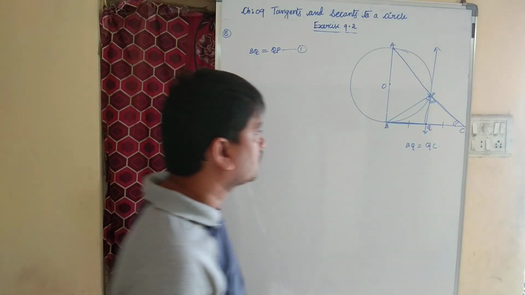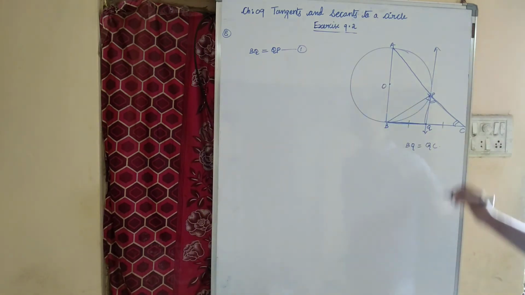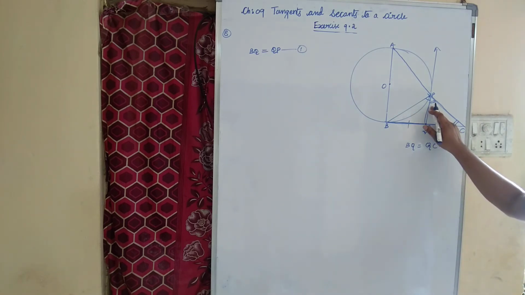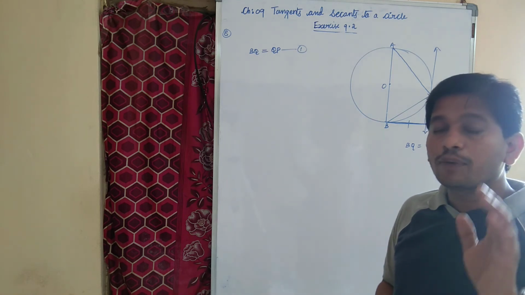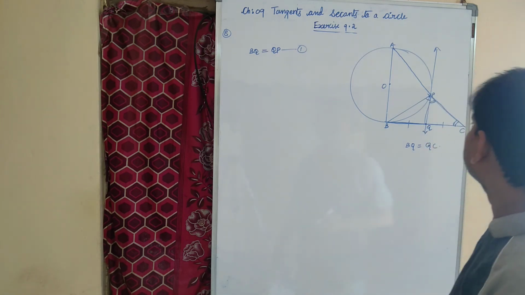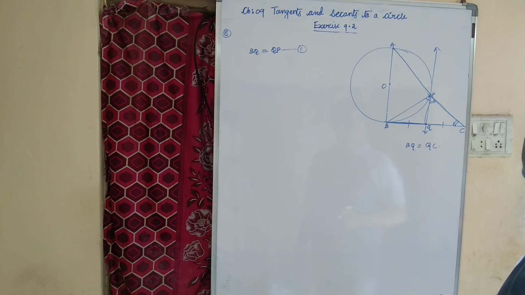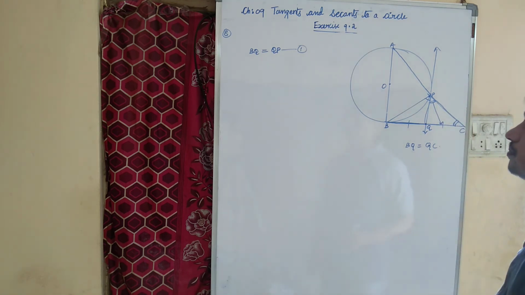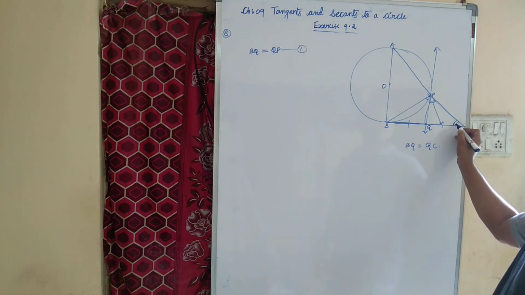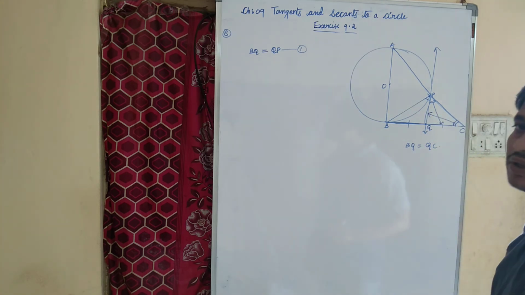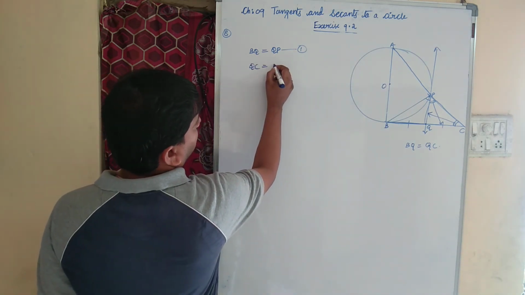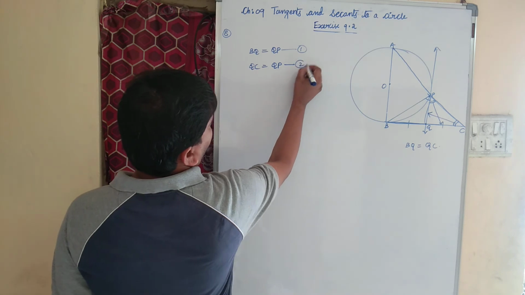Right? They are equal. Also, it is given in the question, if you see here, these two angles are equal. Angle P and angle C are equal. If two angles are equal, then the sides opposite to equal angles are also equal. What is the side opposite to angle P? That is QC. And what is the side opposite to angle C? That is PQ. Right? So I can write QC equals QP. That is my equation number 2.